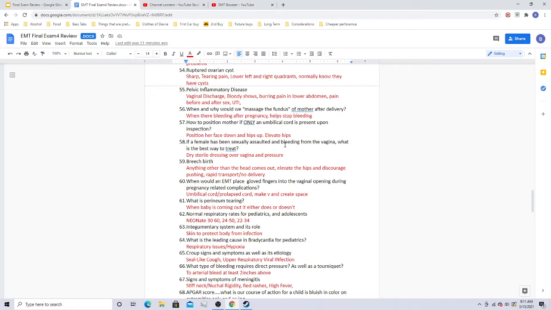When and why would we massage the fundus of the mother after delivery? When they are bleeding after delivery, and it helps stop the bleeding. How to position a mother if only an umbilical cord is present upon inspection. Place her face down with hips up, elevate her hips.